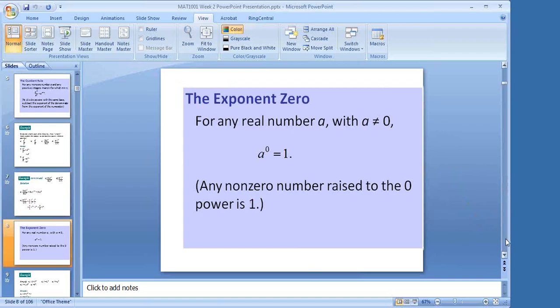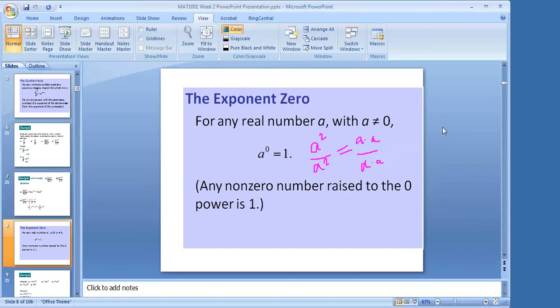Okay, the exponent 0, big concept here. Anything raised to the 0 power is 1, always. I'm going to show you why. Let's say I had a to the 2nd over a to the 2nd. If I were to write that out, I would have a times a over a times a.